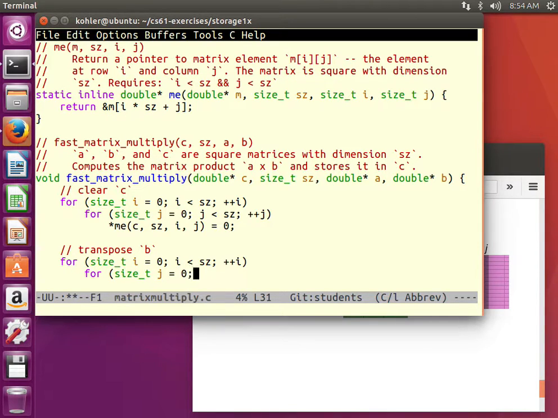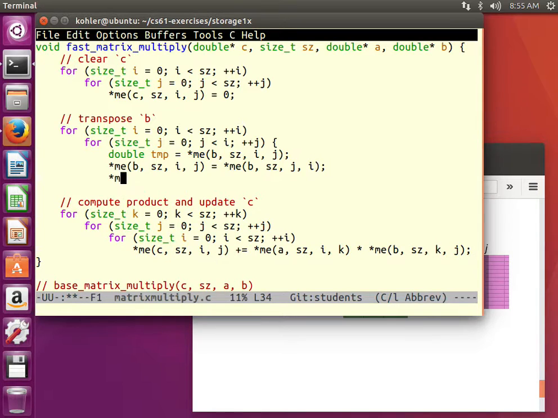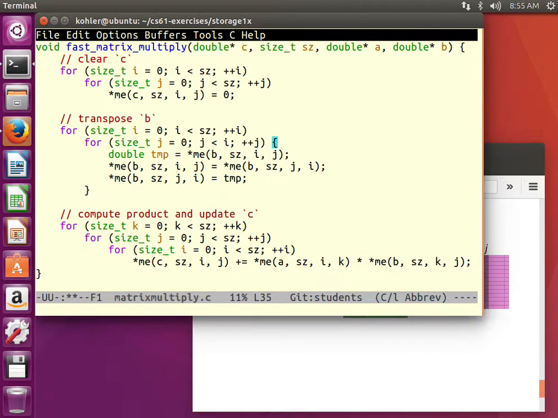So for j equals 0, j is less than i plus j. We swap the value in the lower triangular matrix with the value in the upper triangular matrix. So double temp equals *b[size*i + j]. *b[size*i + j] equals *b[size*j + i]. And then *b[size*j + i] equals temp. We've now transposed the matrix.